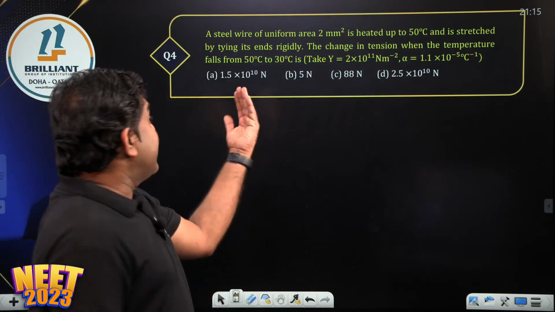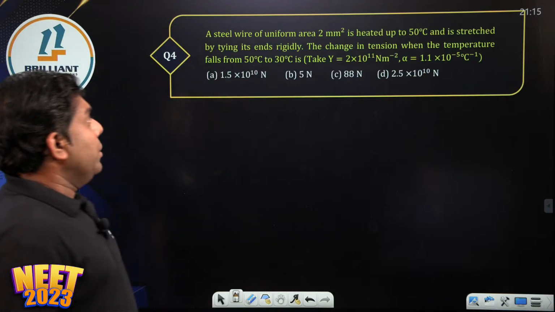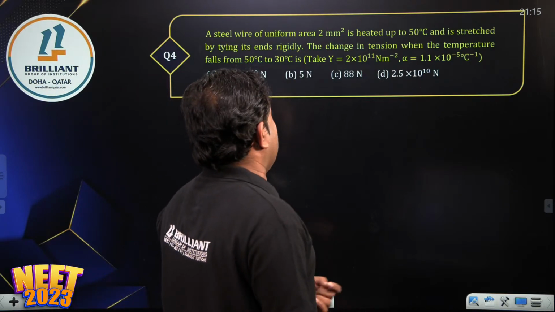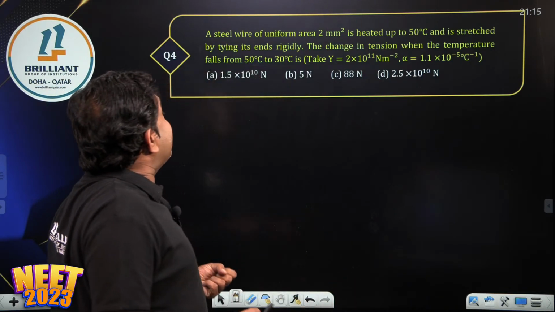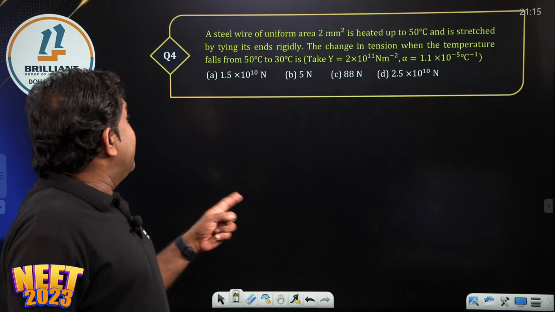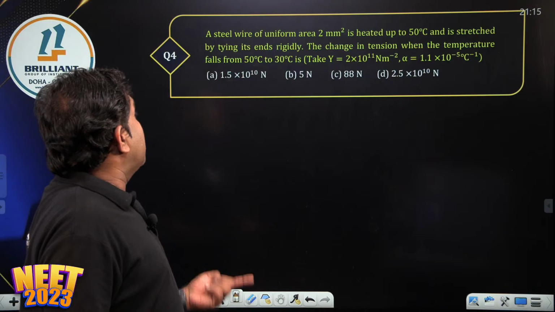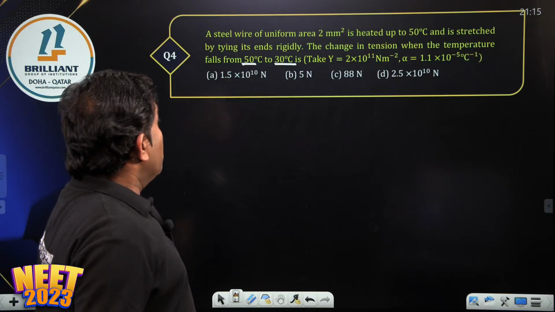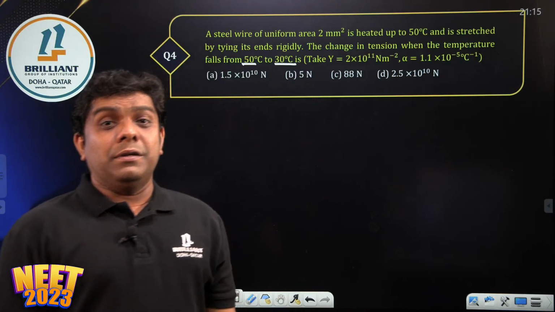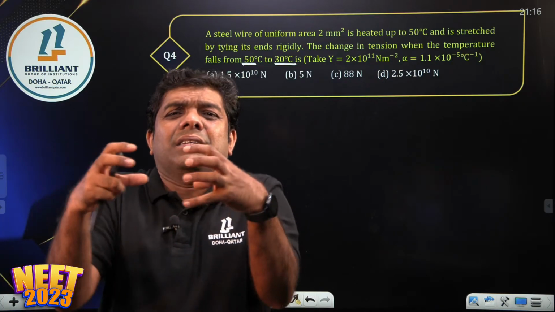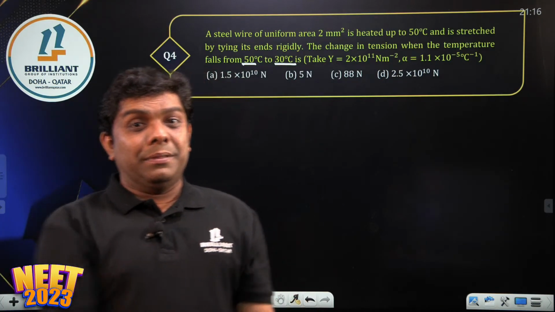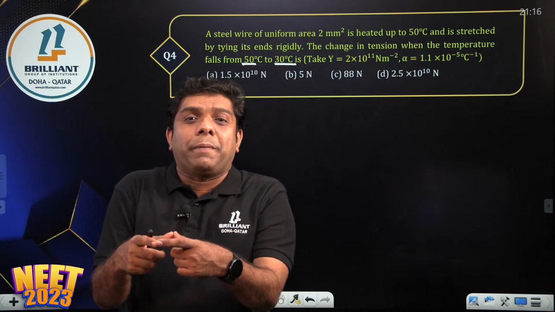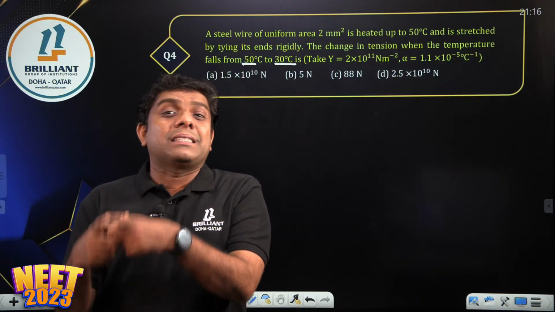Look, a steel wire of uniform area 2 millimeters square is heated up to 50 degrees Celsius and is stretched by tying its ends rigidly. The change in tension when the temperature falls from 50 degrees Celsius to 30 degrees Celsius is, with Y value given and alpha value given. So how is the extension related to Young's modulus and change in temperature? We know this question relates to the mechanics of solids, thermal properties of solids, and the chapter thermal properties of matter.